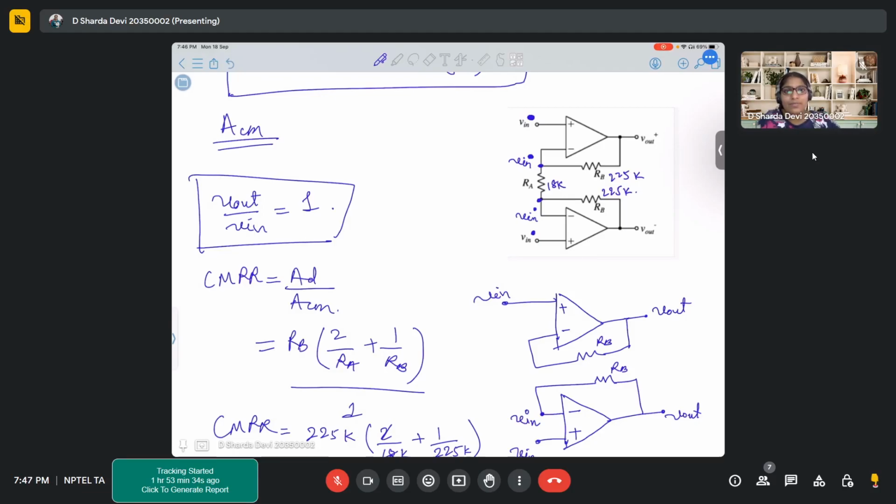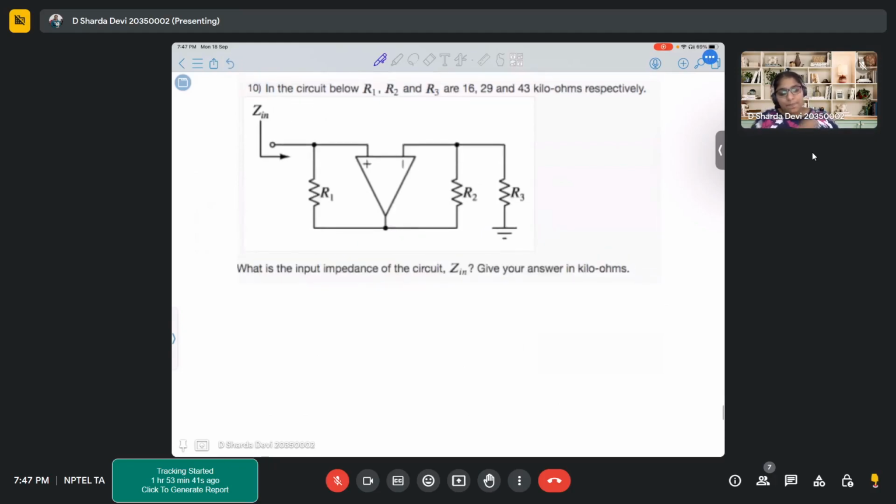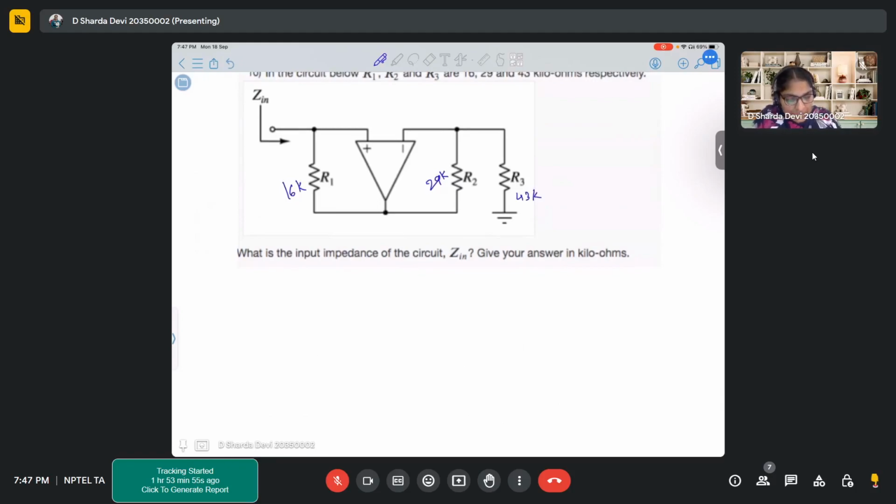So let's move on to the last problem for today. In this problem we have R1 as 16K, R2 as 29K, and R3 as 42 kilo ohms respectively. Now what is the input impedance of this circuit that is given? That is what we need to find out.